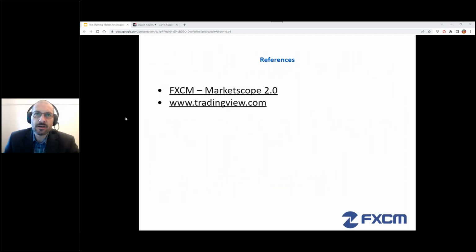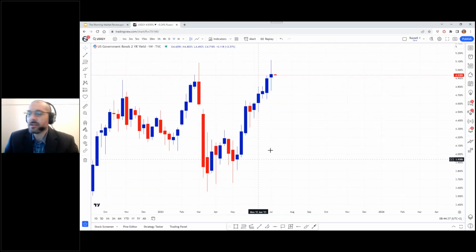I think it's worth just going on to TradingView for a few seconds. I'm showing you guys the US 2-year yield. I like looking at it. It's very close to the short end of the yield curve. It reacts very quickly to changes in the cost of capital, so it is a proxy for monetary policy.